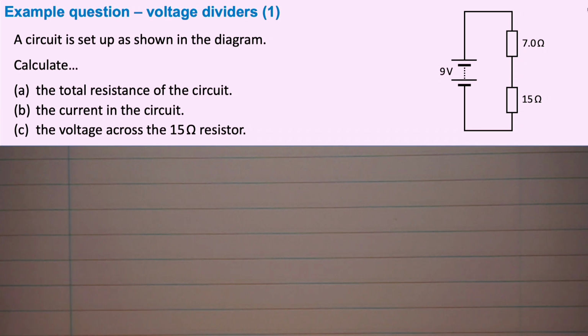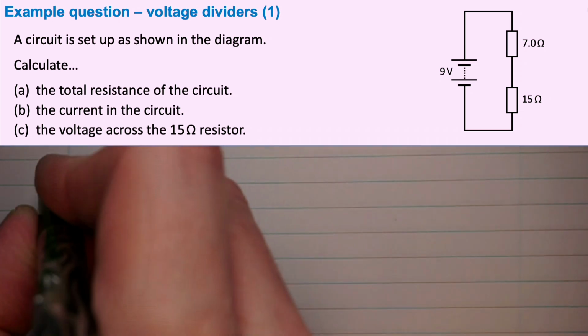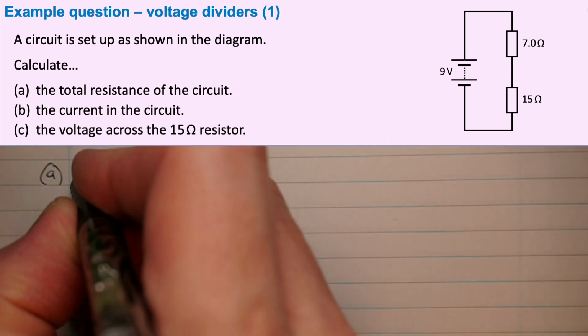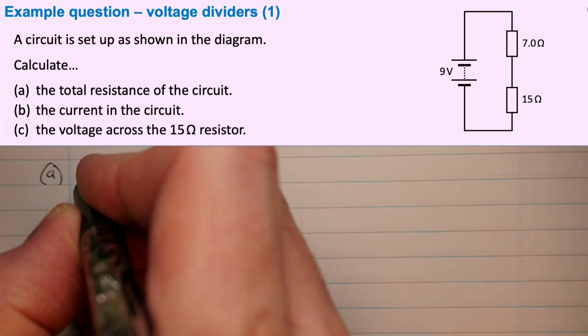Voltage dividers. Now we'll start with the first one, obviously. It says a circuit is set up as shown in the diagram. Calculate A, the total resistance of the circuit, B, the current in the circuit, and C, the voltage across the 15 ohm resistor.